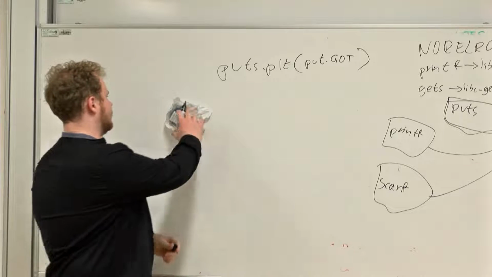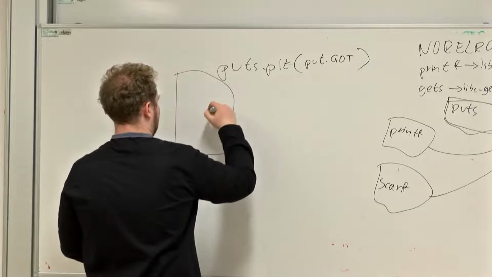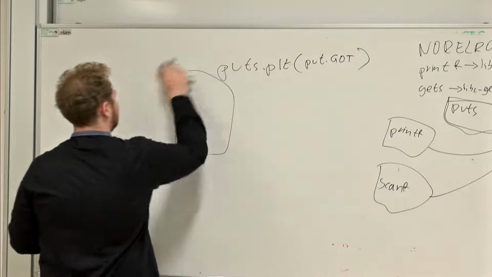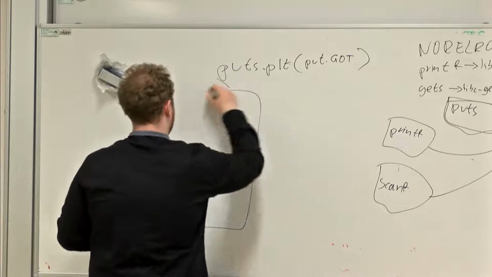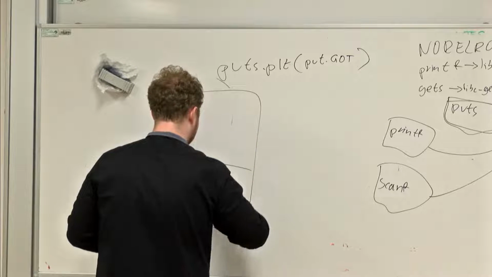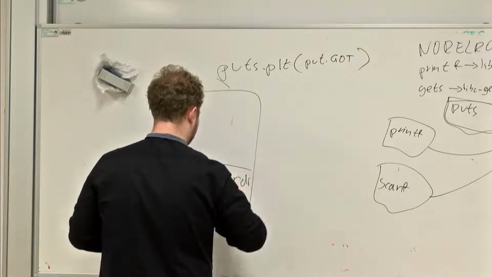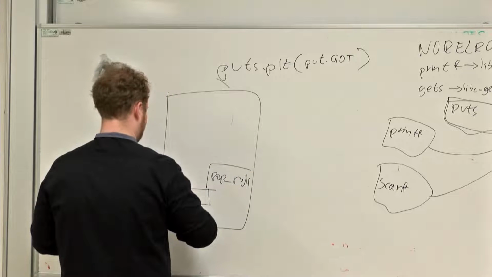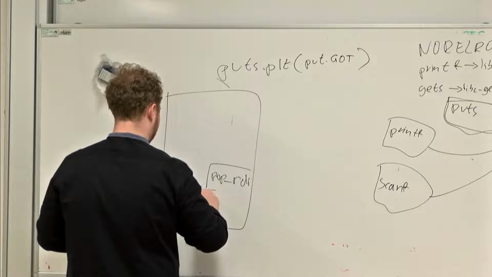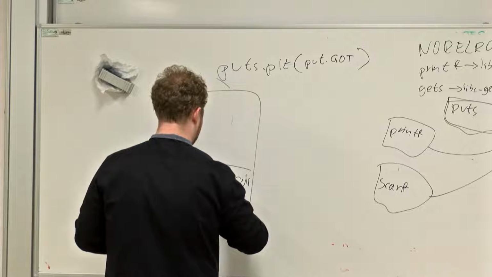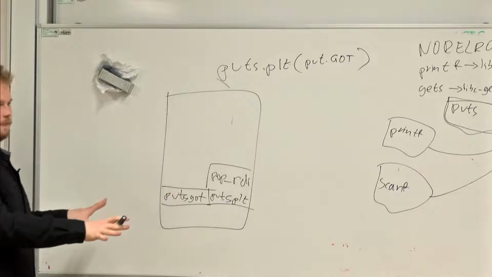So let's say we built a chain for that. We build a ROP chain that looks something like this. I'll make this a little larger. The return address goes to pop RDI, then we have puts got, and then we have puts PLT. So this is roughly the chain.